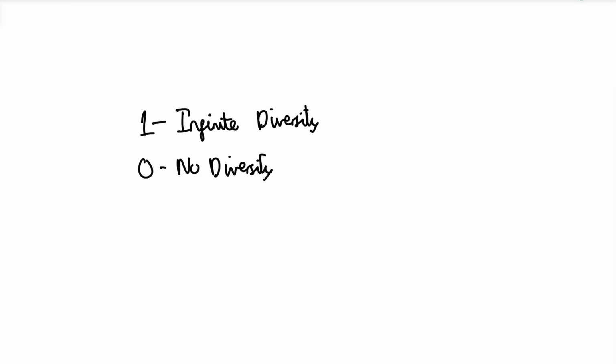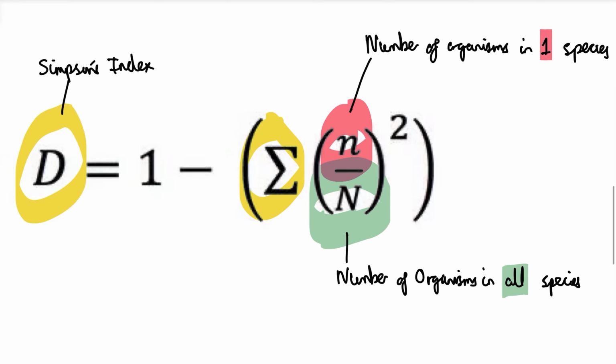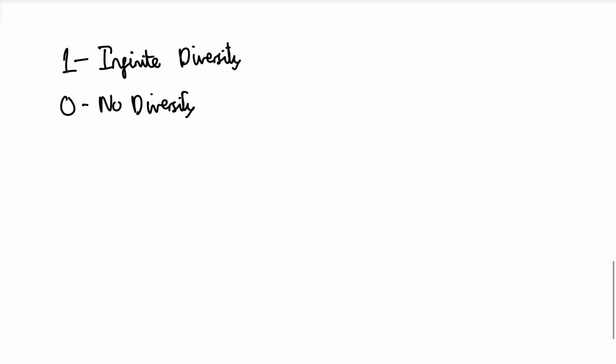The division between lowercase and uppercase n here ensures that species evenness is calculated, because it's a ratio between each species' organisms and the total number of organisms. The sum of all the species, represented by the sigma symbol, ensures that all the species are accounted for and calculated. The 1 minus here just kind of makes results easier to analyze, because it's a lot easier to understand 0 as no diversity and 1 as infinite diversity, as opposed to the other way around.